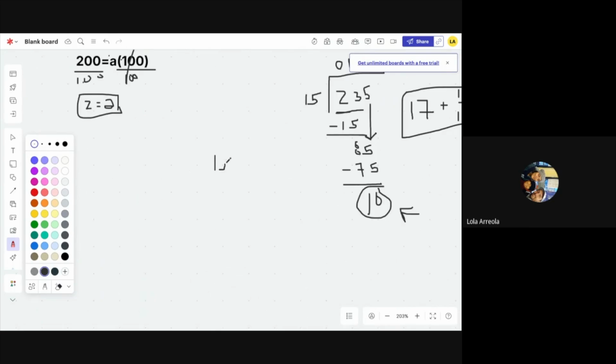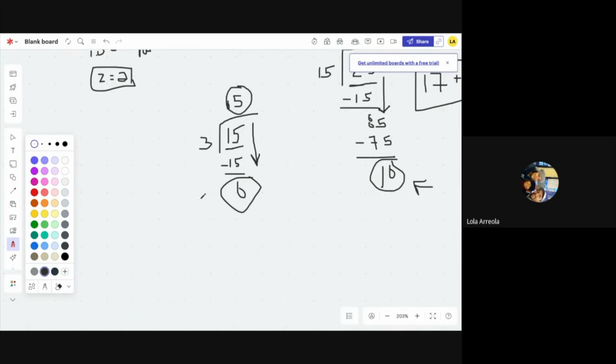What if I had 15 divided by 3? 3 fits into 1 0 times. So now I look at 1 and 5. 3 goes into 15 5 times. So minus 15 is 0. I have no other values to bring down. I have a remainder of 0. So if I have a remainder of 0, 5 is my solution, and it's a quotient.